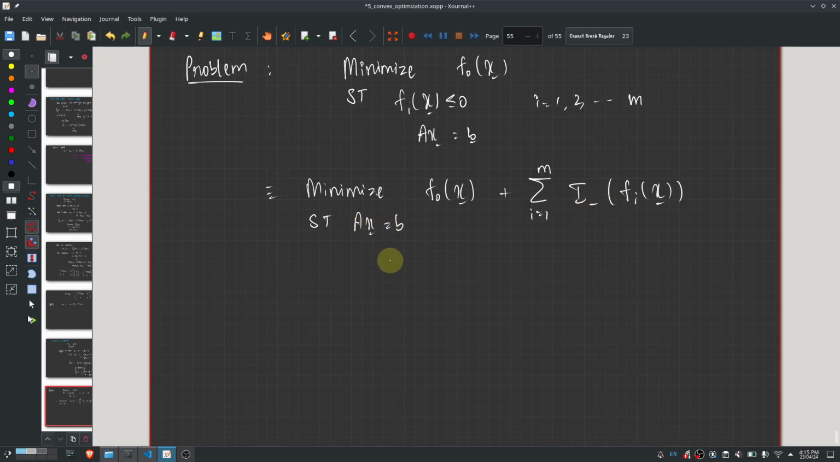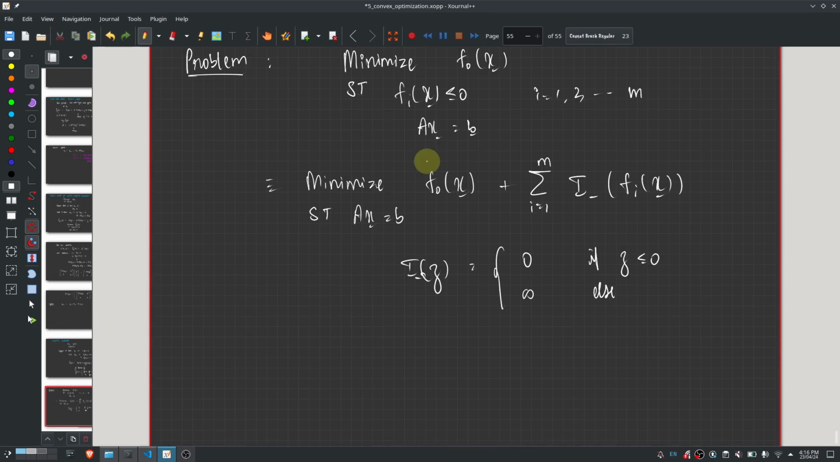Well, what is I minus of fi of x? I minus of z is defined as something which takes the value 0 if the constraint is satisfied, that is z is less than or equal to 0, and is equal to plus infinity otherwise. So the solution to this unconstrained minimization problem is the same as the solution to the constrained minimization problem.